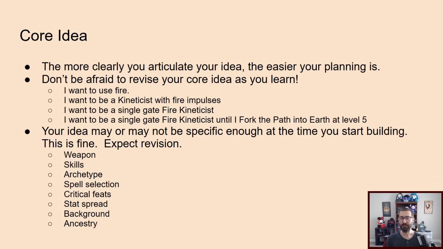A beginner player might say, I want to make a fire character. I want to make a fire mage. When you learn more about the system, that becomes, I'm going to be a fire kineticist, which becomes, I'm going to be a single gate fire kineticist. And then when you really know what you're talking about, I'm going to be a single gate fire kineticist until level 5, but then I know that my reflex saves are kind of the only thing that I'm doing as a fire kineticist, so I'm going to fork the path into earth at level 5 so that I can get access to a fortitude save. Okay, now you're cooking. Now you have a clear direction of what it is you're doing with your character.